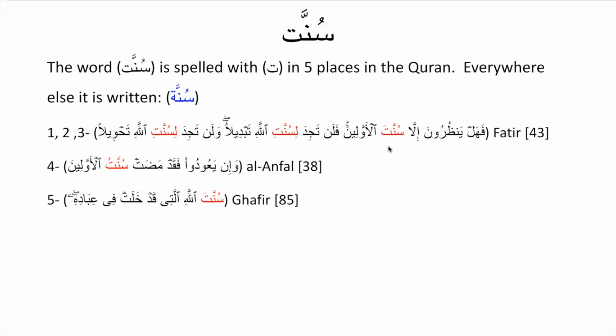فَهَلْ يَنظُرُونَ إِلَّا سُنَّةَ الْأَوَّلِينَ فَلَنْ تَجِدَ لِسُنَّةِ اللَّهِ تَبْدِيلًا وَلَنْ تَجِدَ لِسُنَّةِ اللَّهِ تَحْوِيلًا. Then in Surah Anfal, وَإِن يَعُودُوا فَقَدْ مَضَتْ سُنَّةُ الْأَوَّلِينَ. And finally in Surah Ghafir, in the last ayah, سُنَّةَ اللَّهِ الَّتِي قَدْ خَلَتْ فِي عِبَادِهِ. Everywhere else in the Quran, it is spelled with a ta marbuta.